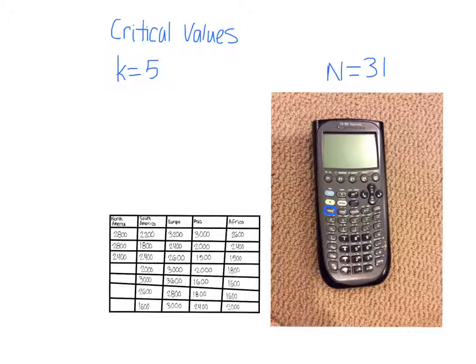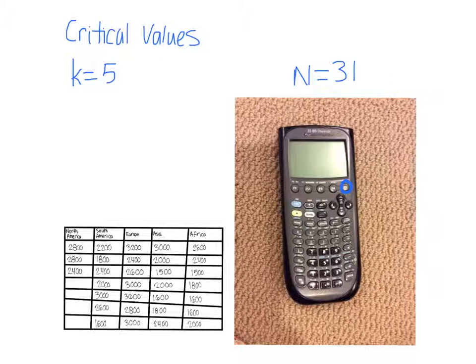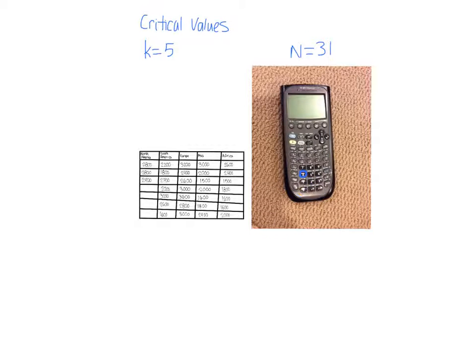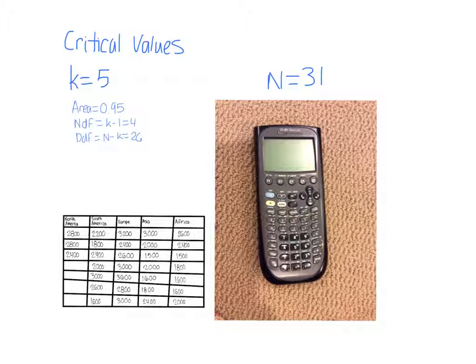The first thing you will need to do is turn on your calculator and then press the home button. You will then need to scroll until you get to the stat list editor option on your home screen. You will then go to F5. You will then press 2 for the inverse option. You will then press the 4 button for inverse F.